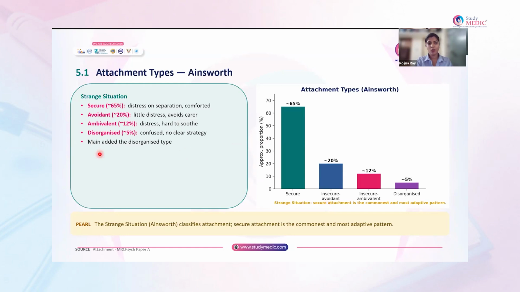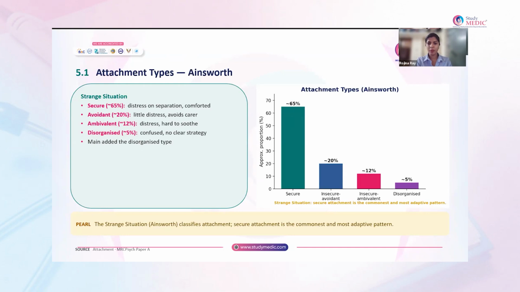And the fourth style was added by a psychologist called Mary Main. So don't confuse Mary Ainsworth and Mary Main. The fourth style, the disorganized attachment style, was added by Mary Main, which is a combination of both avoidant and ambivalent styles. You also need to remember the percentages of each of these styles of attachment. The most common, as I mentioned, is the secure attachment style, approximately 65%.